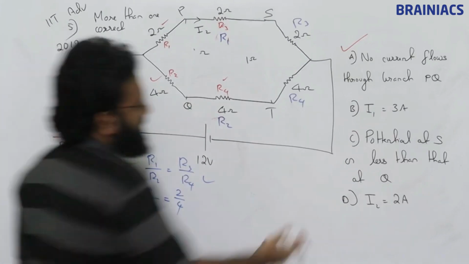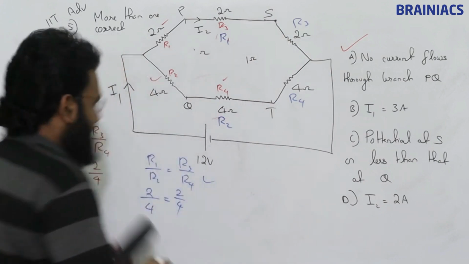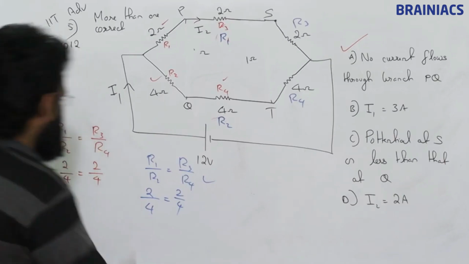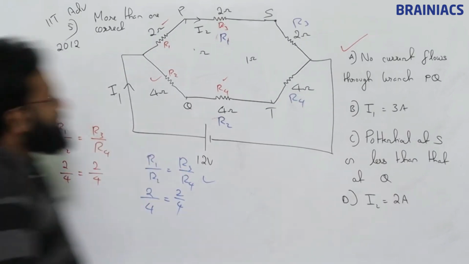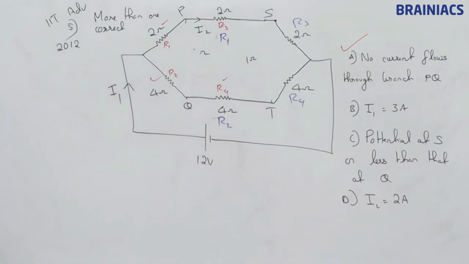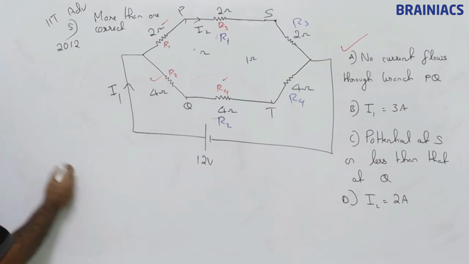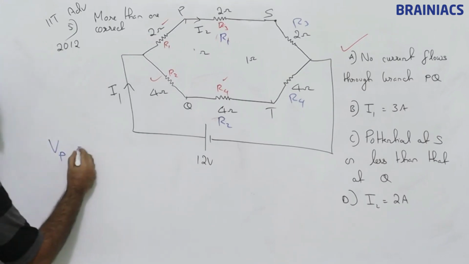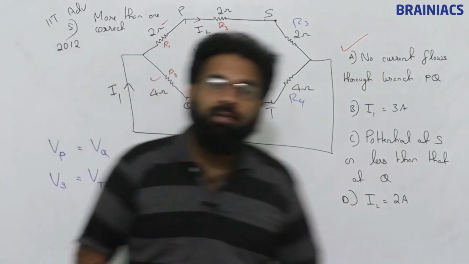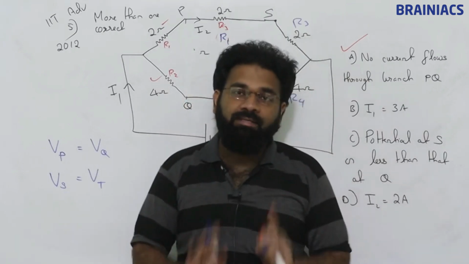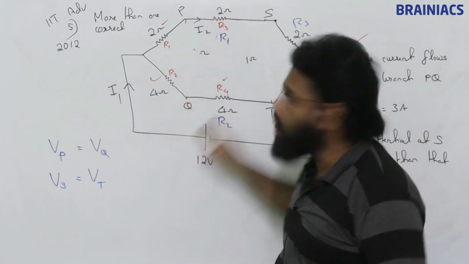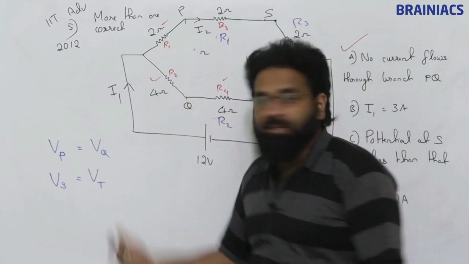Clear? Now the question is: potential at S is less than that at Q. Shall I erase this? Please note it down. So what I can write is potential at S is less than that at Q. Potential at P is equal to potential at Q, and potential at S is equal to potential at T. Because of this reason, no current flows through PQ and through ST. You agree? Why? Because their potentials are the same. That is the reason we took it like this.